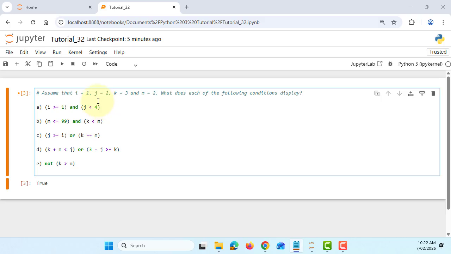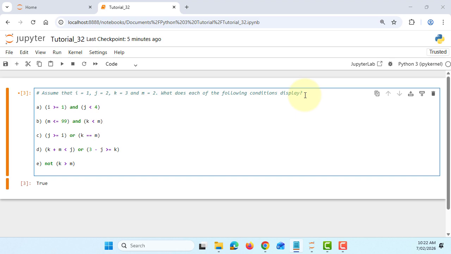Okay, let's look at the example. We have learned Boolean operators. So here's the example: i equal to 1, j equal to 2, k equal to 3, and m equal to 2. Okay, what does each of the following conditions display?